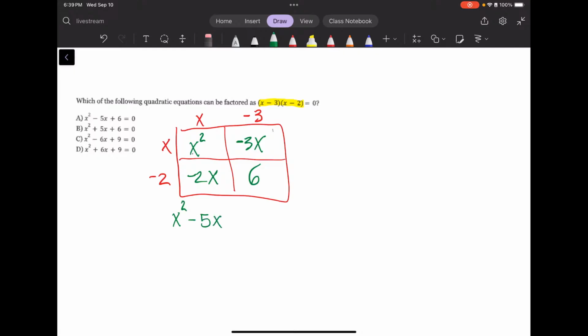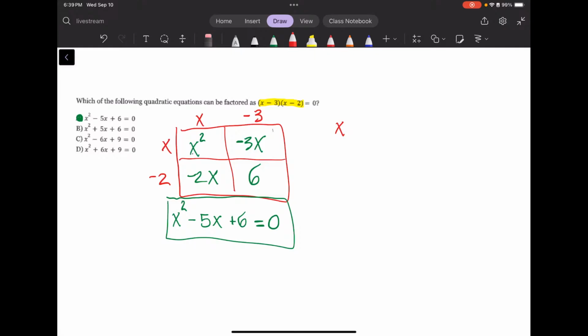So once I combine my like terms, we'll have x squared minus 5x plus 6 is going to be equal to 0. So anytime they give you this factorization, all you need to do is multiply it back so that you could get the correct quadratic equation. So the answer choice here should be answer choice A.